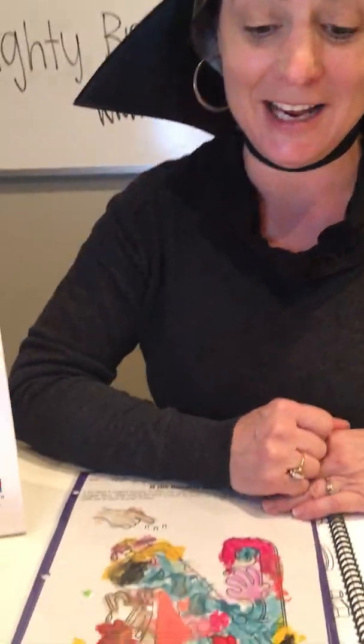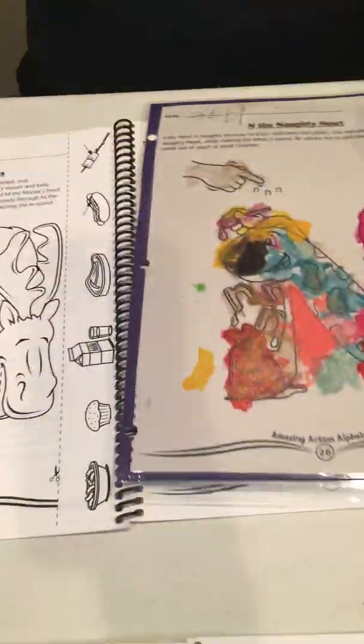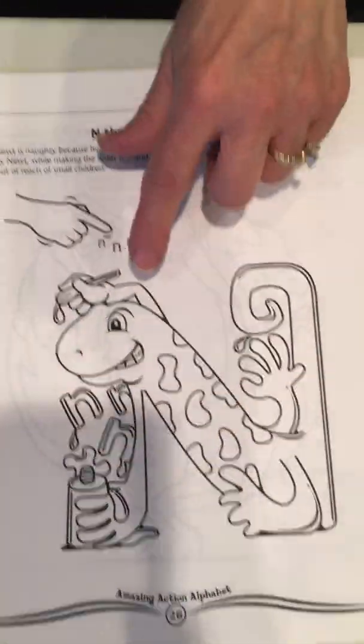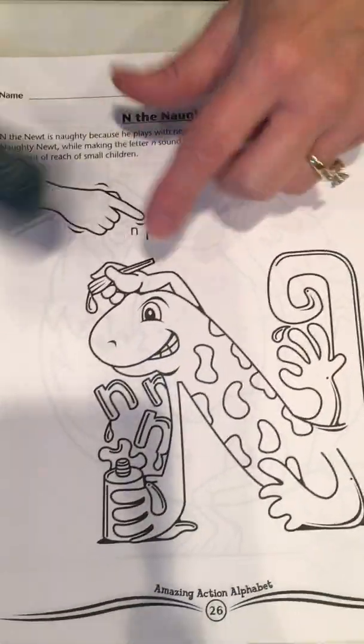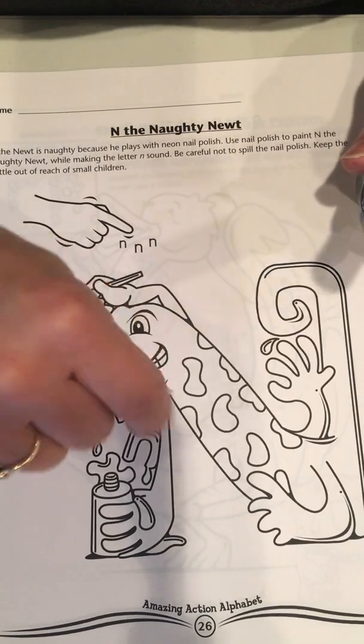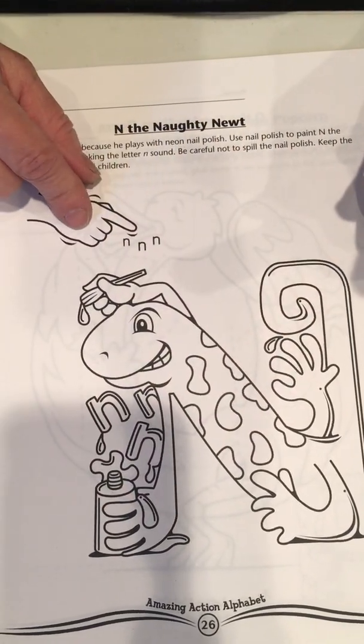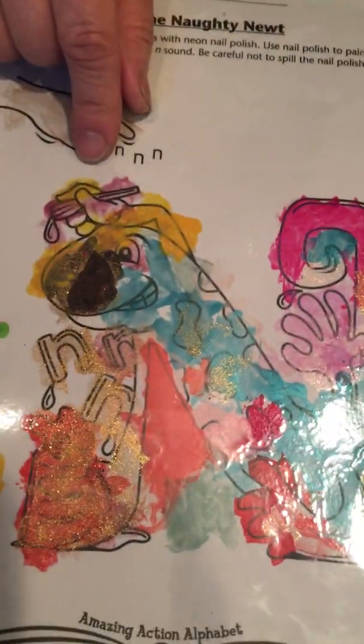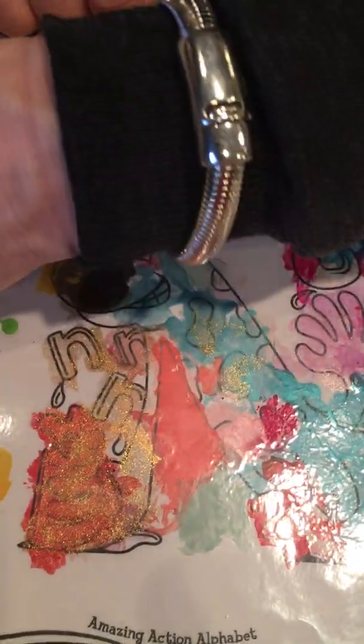So for fun today, you're going to get to have some nail polish. And the activity found in the Amazing Action Alphabet Activity book is this N. And you take that nail polish and you can say as you're decorating N the newt with nail polish. This one's pretty fancy. You can use lots of different colors and it can come out quite nice.